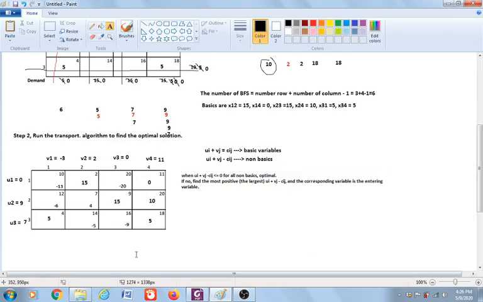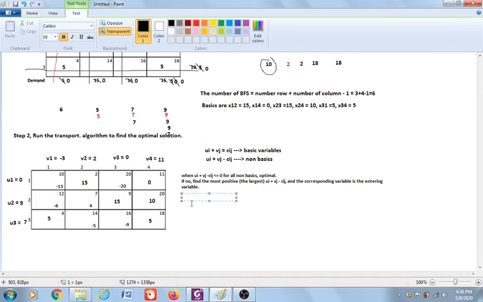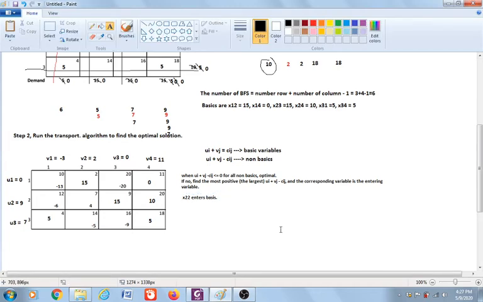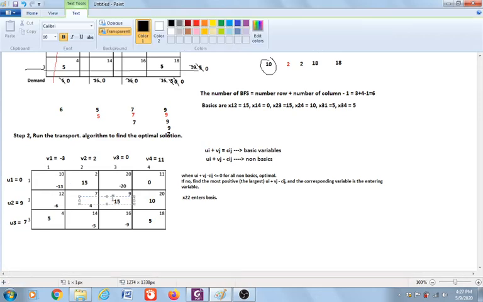So in this example, this is minus, minus, minus, minus, minus, but this one is positive. So we are not reaching optimality yet. So x22 enters the basis. Now the value of x22 is 0, so we will increase the value of x22. How much we will increase it, we do not know. So let's assume that we increase it as t.